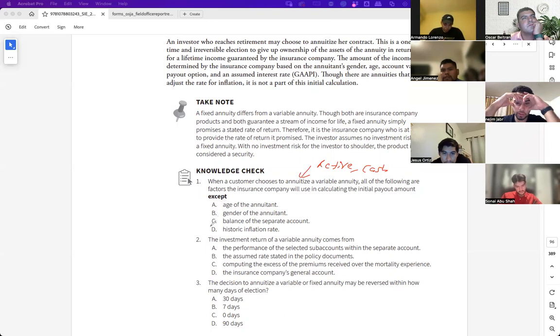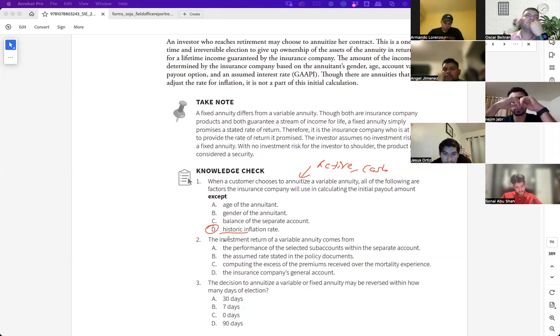The gender of the annuitant? No, that's used. Remember, they're going to give less money to men. Not historical inflation. Wouldn't it be historic inflation? It should be D. Should be D. And then two, I'll probably get between either C or D. So I know for a fact they use age, they use gender.